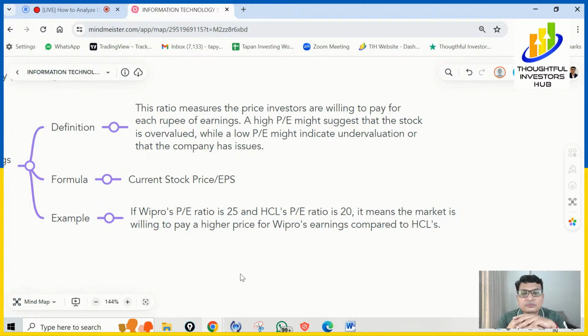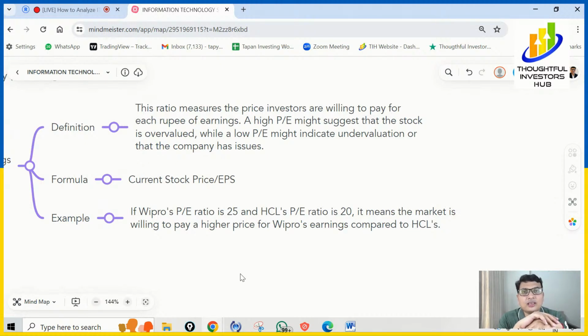For example, if Wipro's P/E ratio is 25 and HCL's P/E ratio is 20, it means the market is willing to pay more for Wipro's earnings compared to HCL. Now, guys, understand one thing. I'm going to give you three data points.